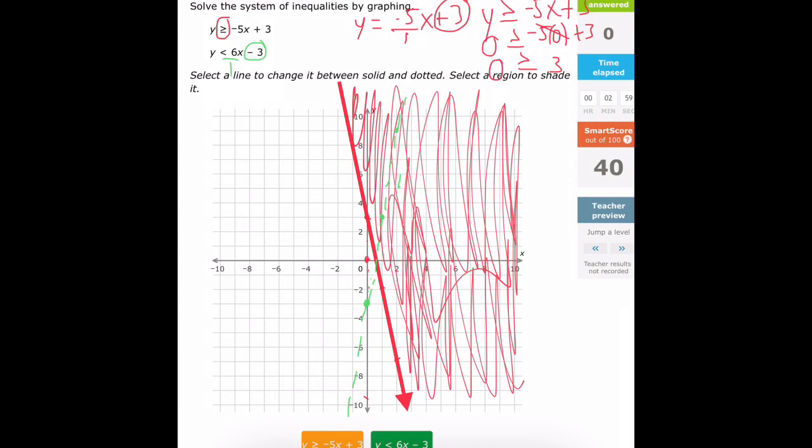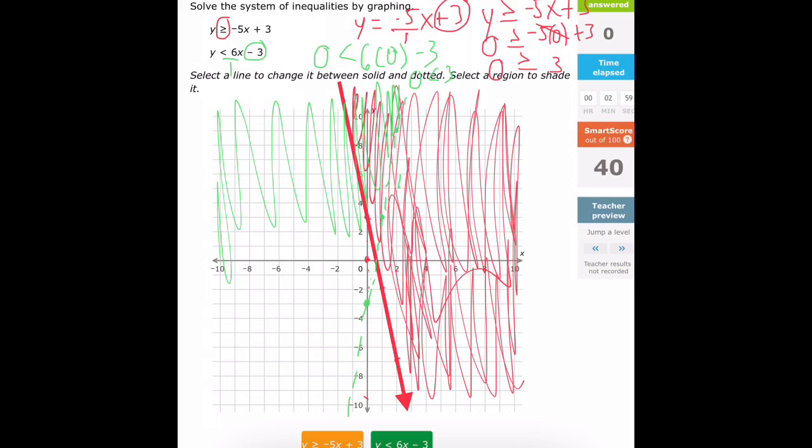All right, so now it's, again, it says less than. So I'm going to plug in, again, the point 0, 0 to decide which side it's going to go on. So is 0 less than 6 times 0 minus 3? Well, 0 is 0 less than 3. Well, that's a true statement, so yes, it is. So that's the side of the graph that we're going to shade. So I'm going to shade everything on this left side here.